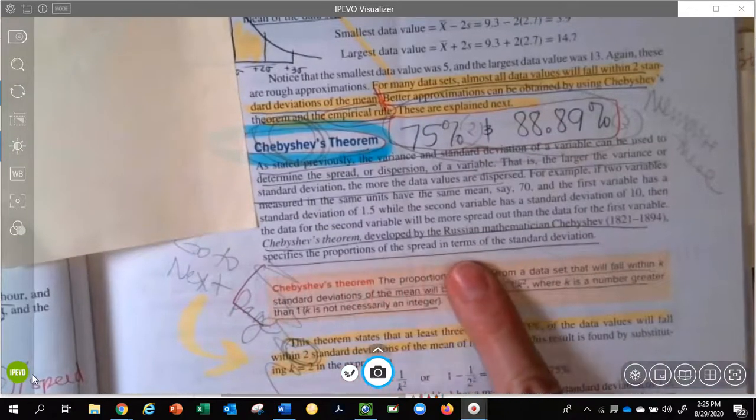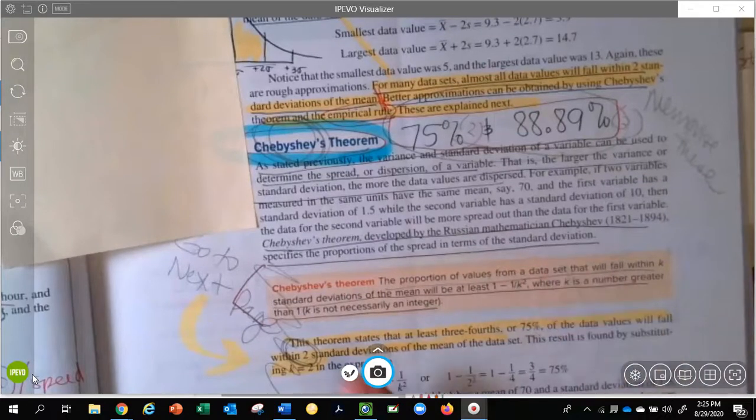It specifies the proportions of a spread in terms of standard deviation. Here is Chebyshev's theorem.